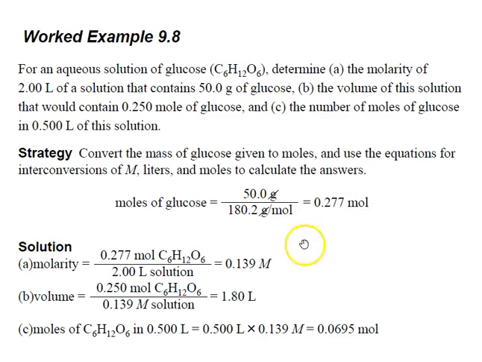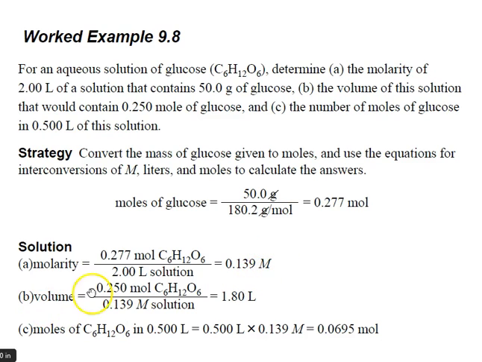For part A, we're asked to calculate the molarity of a 2-liter solution. Molarity relates moles divided by liters. So we can take our moles, 0.277, and divide by the liters, 2, and we get 0.139. The unit for molarity is an uppercase M.